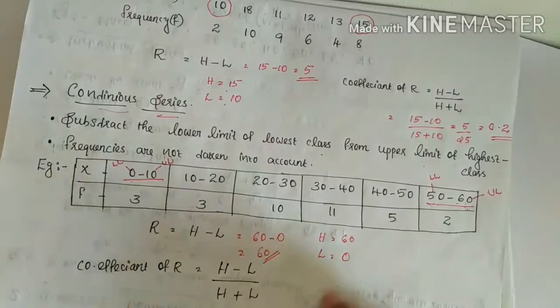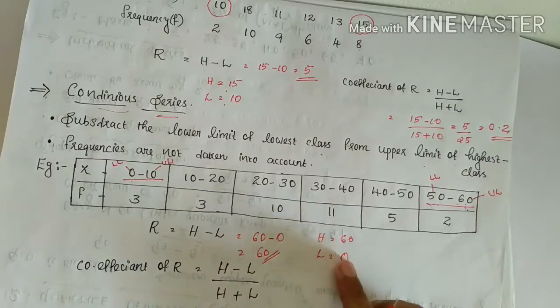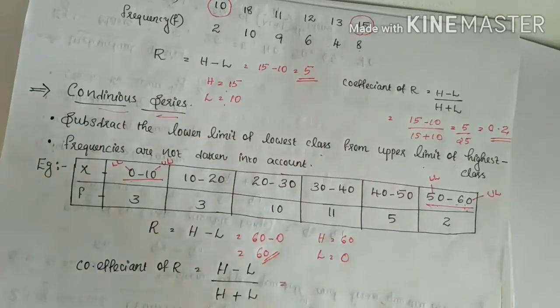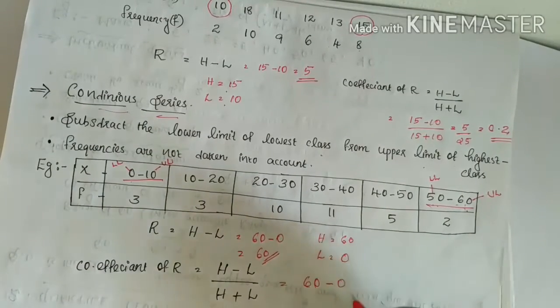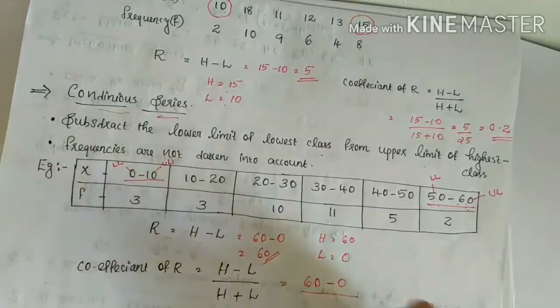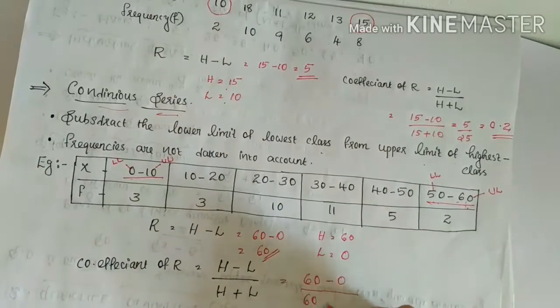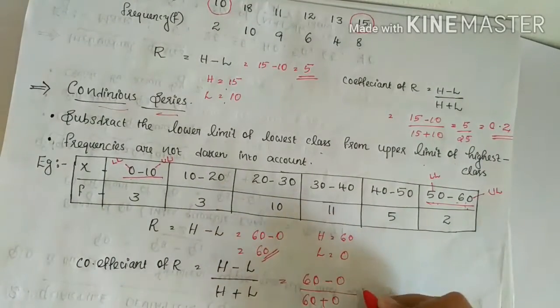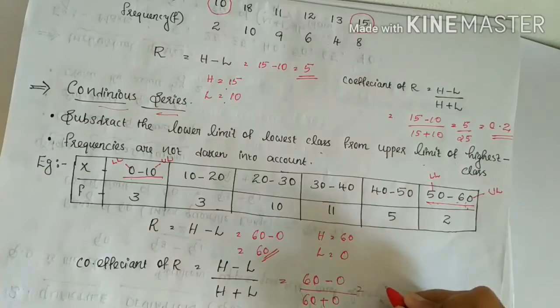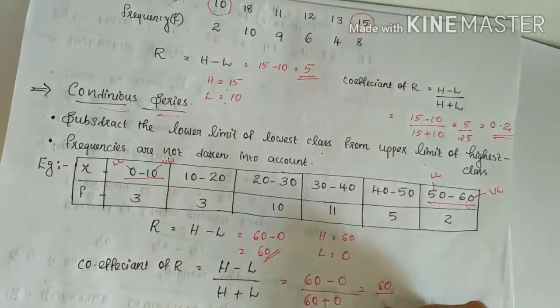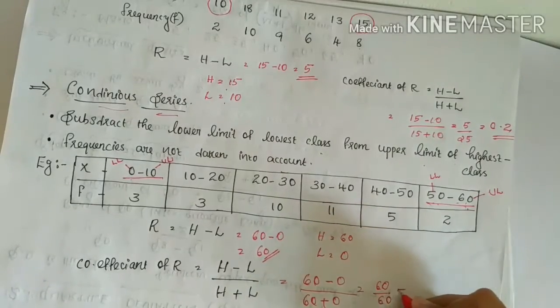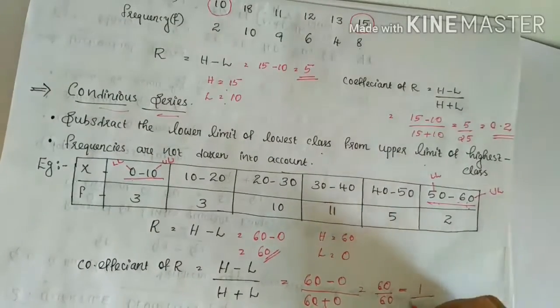Then coefficient of range. We have already found the H value and L value. Then directly apply the equation, that is 60 minus 0 divided by 60 plus 0, which is equal to 60 divided by 60, which is equal to 1. Clear?